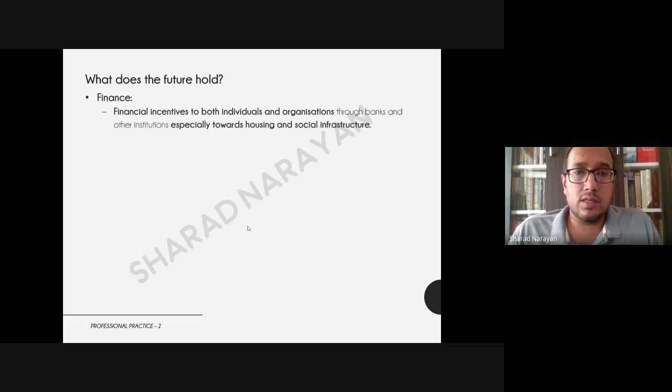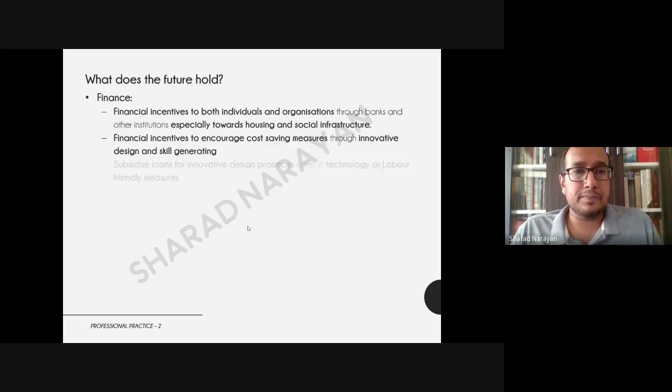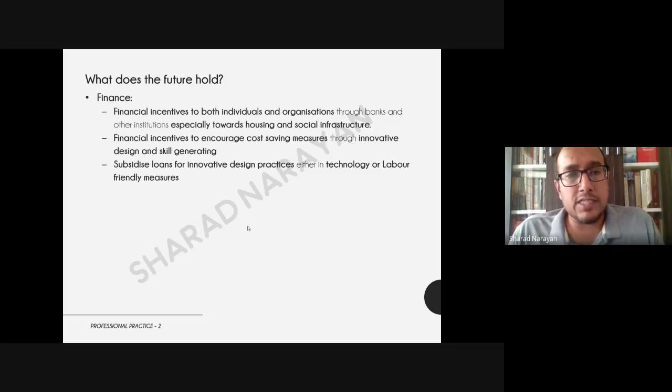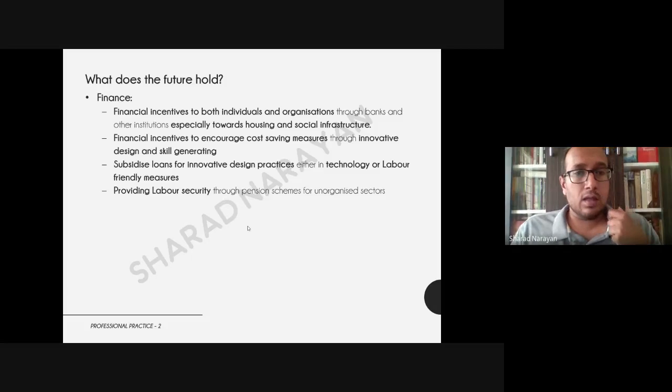In terms of finance, financial incentives are to be offered both to individuals and organizations through banks and other institutions, especially towards housing and social infrastructure. Financial incentives to encourage cost saving measures through innovative design and skill generating. The subsidization of loans for innovative design practices, either in technology or in labor friendly measures. Providing labor security through pension schemes for unorganized sectors.